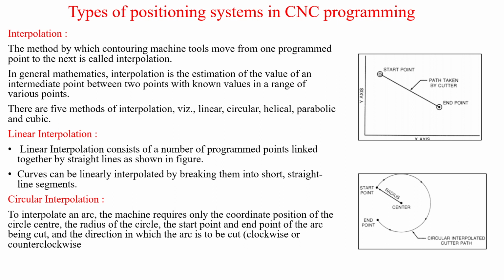See, interpolation is nothing but when you are moving from one point, the start point, to the end point, the path it covers is called interpolation. When you move on a straight line, it is called linear interpolation, and when you move on a radius, it is called circular interpolation. Fine, it is clear. When you move on a circular path, it's called circular interpolation.